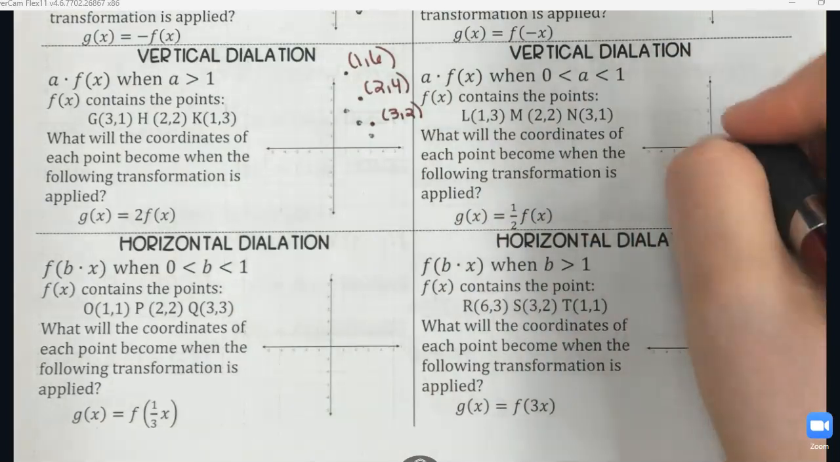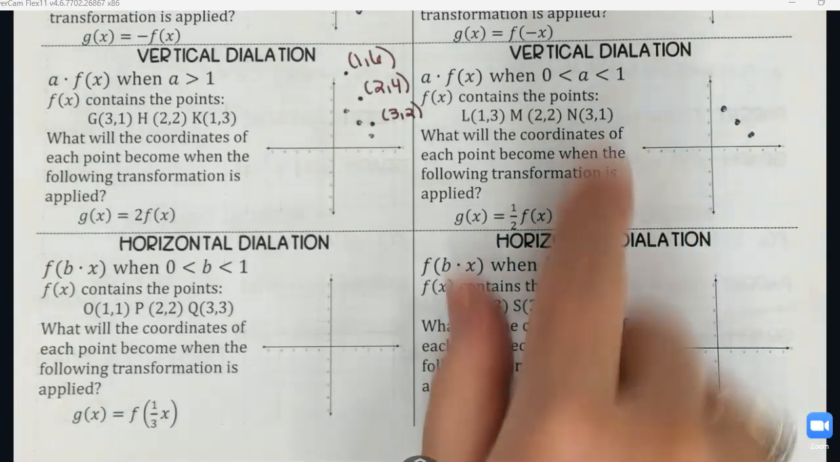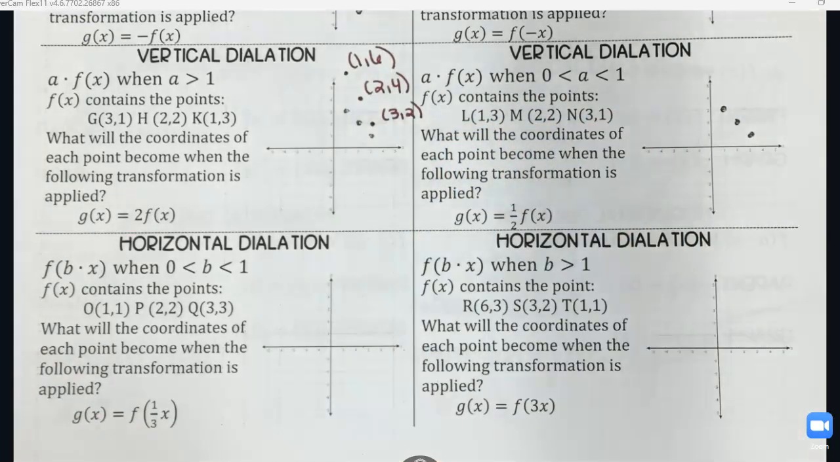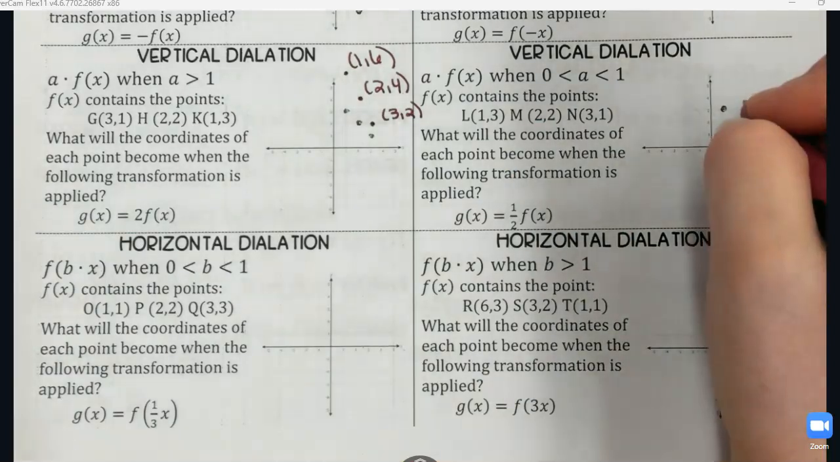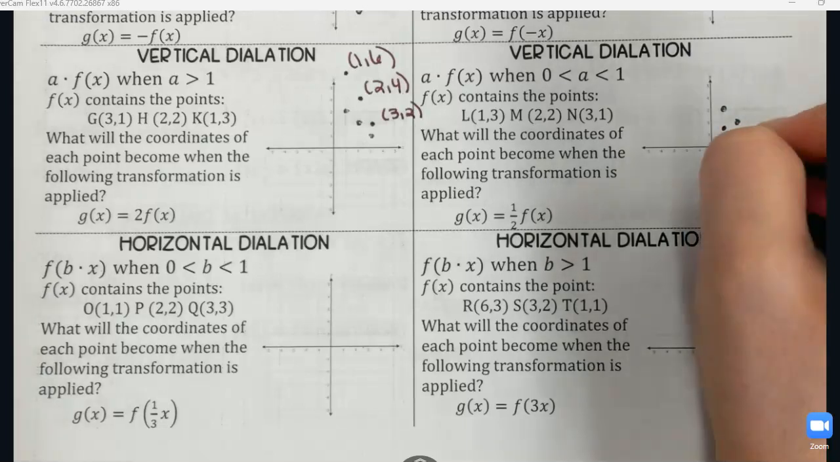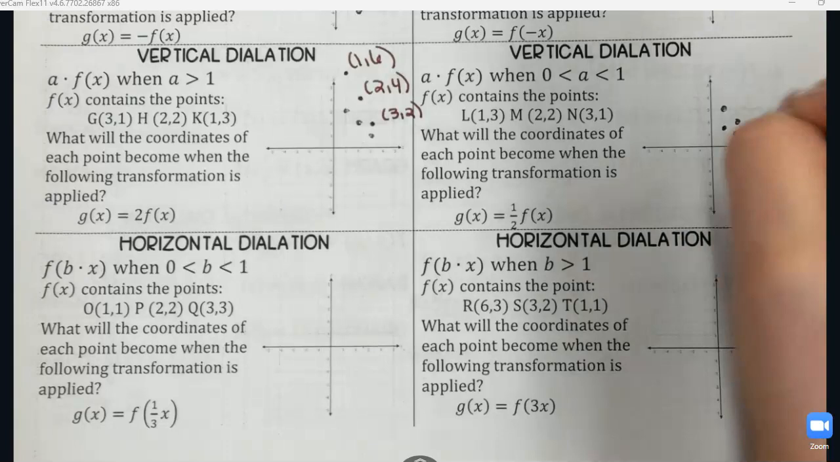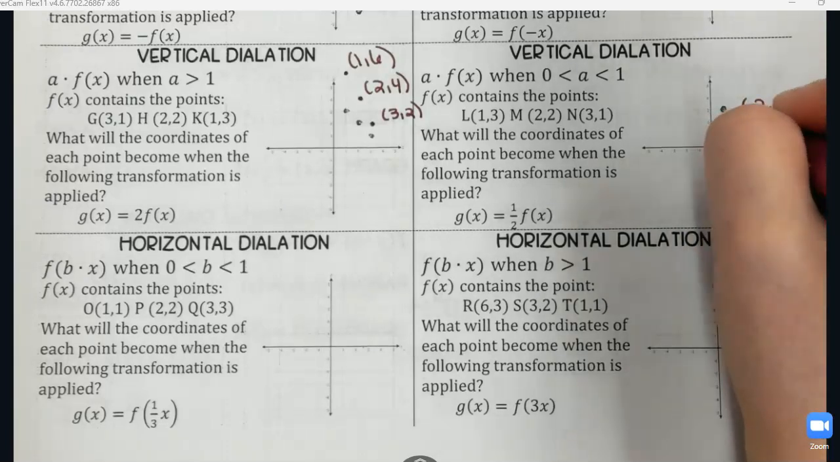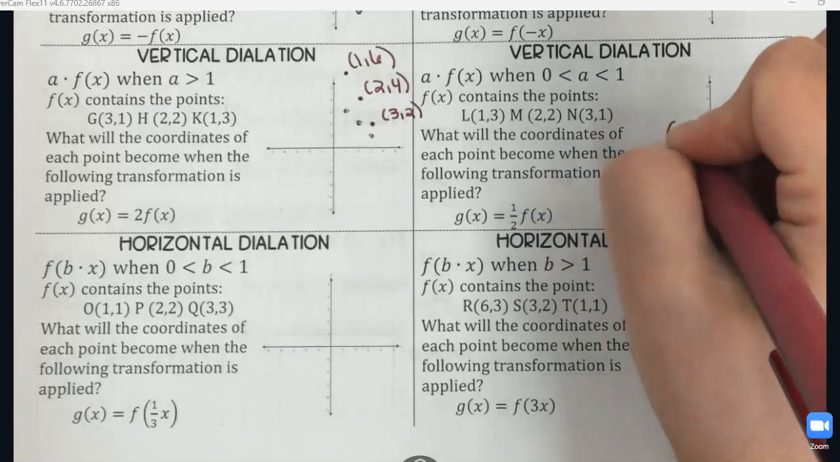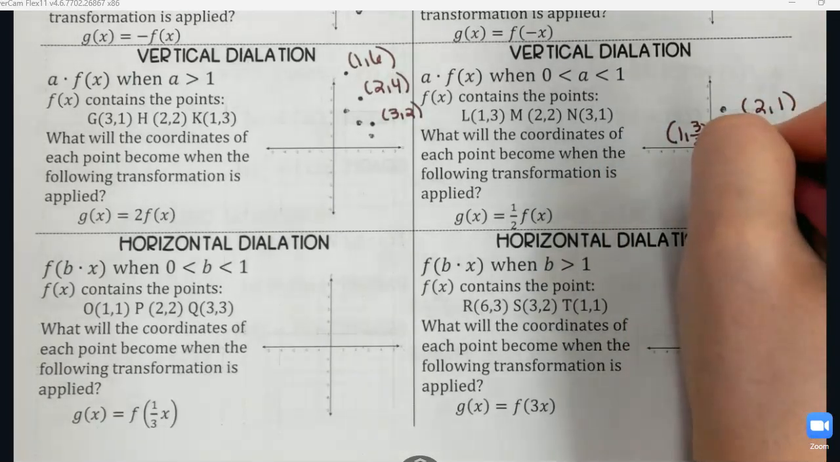Same thing for when we have a value less than 1. 1 half f of x tells me to halve each of my y-coordinates. So that's going to be 1, 1 and a half, 2, 1, and 3, 1 half. My x-coordinates did not change. And I'm just running low on space here, so I'm going to draw little arrows to the 3 I'm referring to.